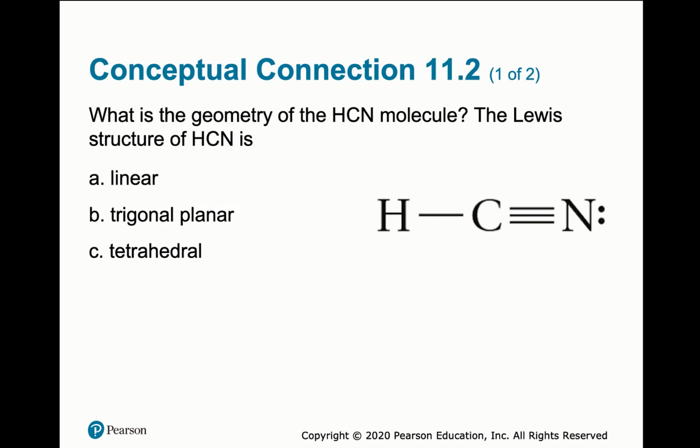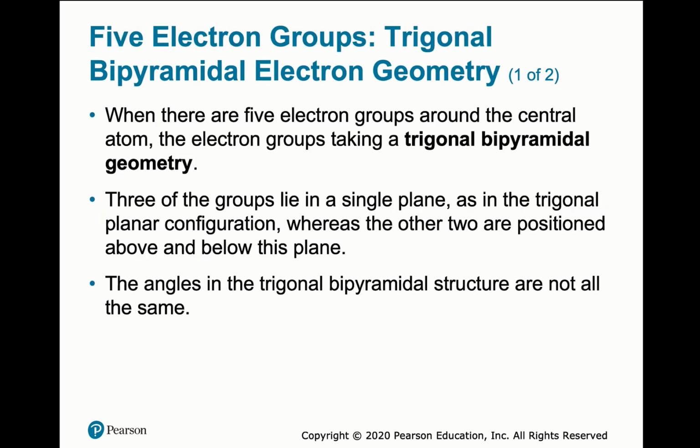So look at this molecule, the cyanide molecule. Here's the Lewis structure for hydrogen cyanide. What is this? The central carbon atom has 2 things, so that means it's linear. So moving on, we had 2 things linear, 3 groups planar, 4 things tetrahedral. What about 5 things?